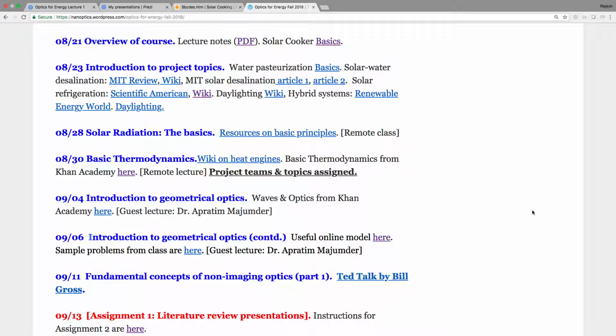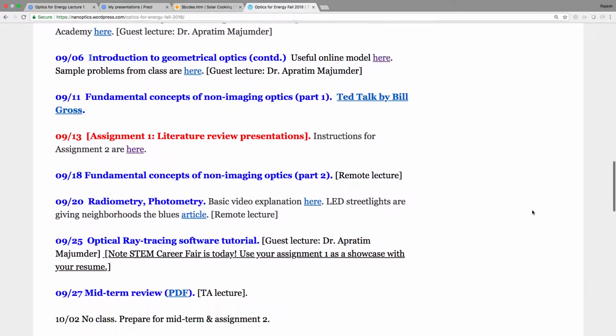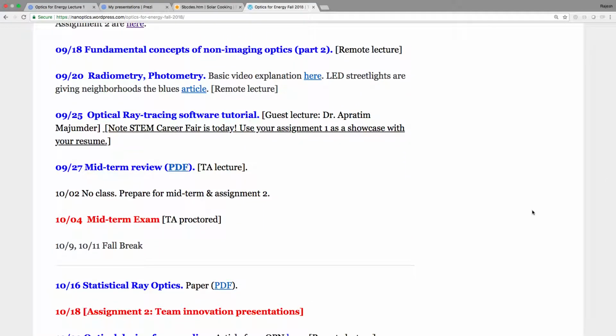Again, this is important because this allows us to slowly make progress during the semester towards the eventual goal of creating your innovation and creating a commercialization plan around your innovation. So this is the goal. In the next part of September, we'll finish non-imaging optics. We'll talk about radiometry and photometry, which has to do with how you understand energy from the perspective of light, sunlight specifically. And there are some very interesting implications that we'll talk about.